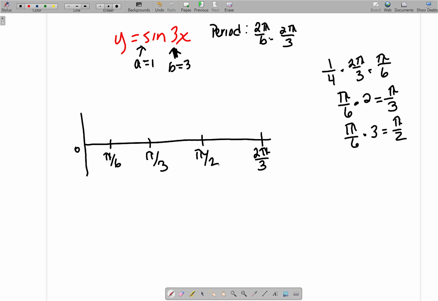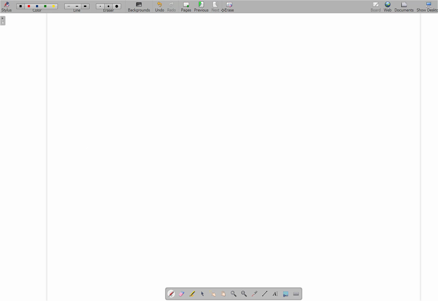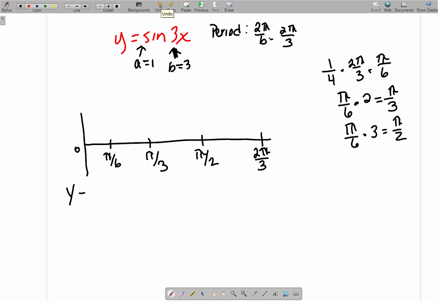Now we just do the same thing again. We start with our 0. Y equals the sine of 3x. So we're going to start at x equals 0. So we would have y equals the sine of 3 times 0 equals the sine of 0. And what is the sine of 0? 0. So our graph is going to be 0. We start at 0, 0.